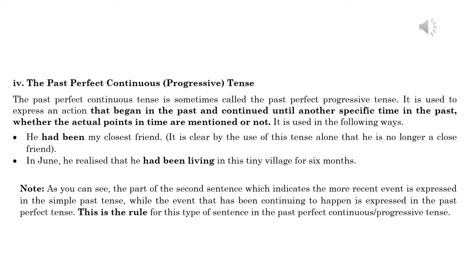Four. The past perfect continuous or progressive tense. The past perfect continuous tense is sometimes called the past perfect progressive tense. It is used to express an action that began in the past and continued until another specific time in the past, whether the actual points in time are mentioned or not. It is used in the following ways.